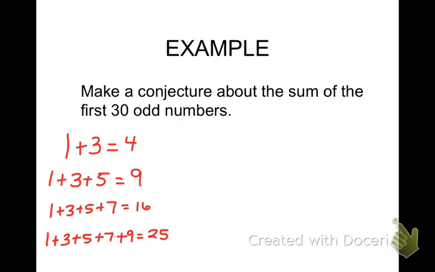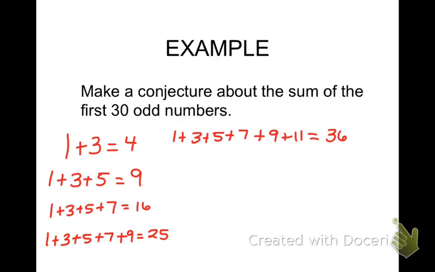If I do the sum of the first 6, so 1 plus 3 plus 5 plus 7 plus 9, need one more, plus 11, that gets me to what? 36. Does that work out? 6 squared? So, instead of adding the first 30 odd numbers, what do we think the sum of the first 30 is going to be?